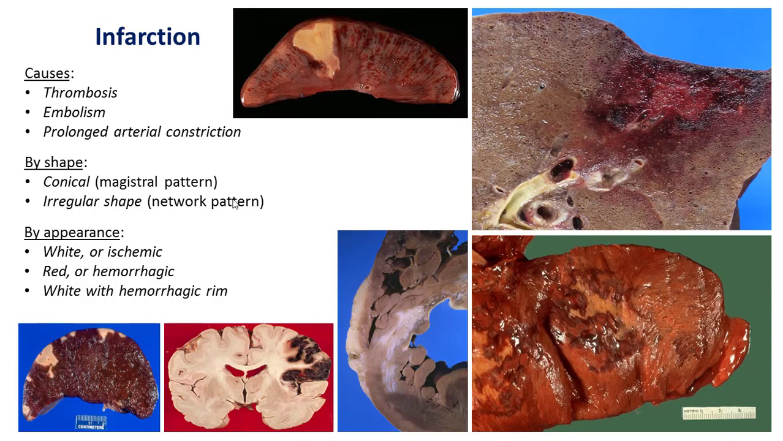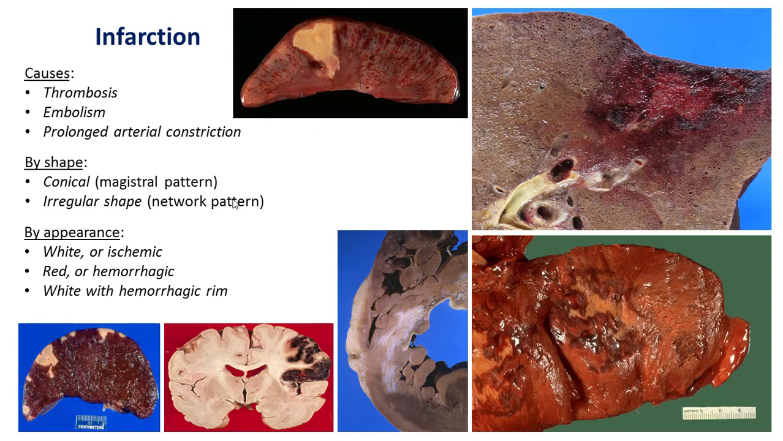Infarction is the next clinical morphological form of necrosis caused by organ or tissue ischemia. The causes of infarction are thrombosis, embolism, or prolonged arterial constriction. As you see, all these causes lead to tissue ischemia. We also should mention that besides these causes, the collateral circulation of the tissue or organ, as well as their workload or their functional state, is also very important for infarction formation.